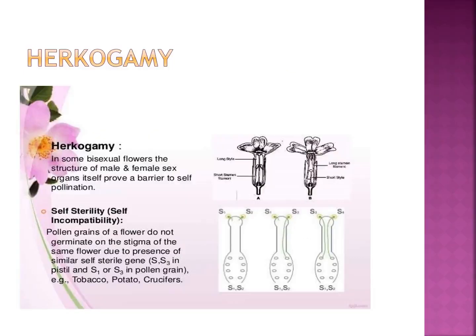So herkogamy. In some bisexual flowers, the structure of the male and female sex organs prevents self pollination. Look at the picture.